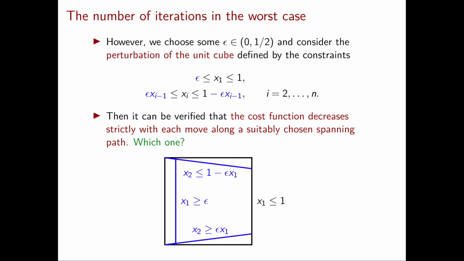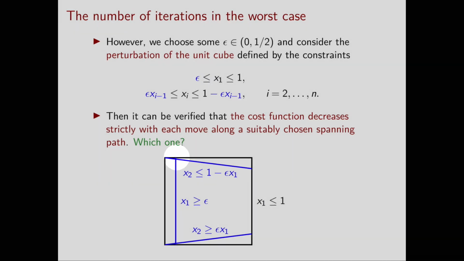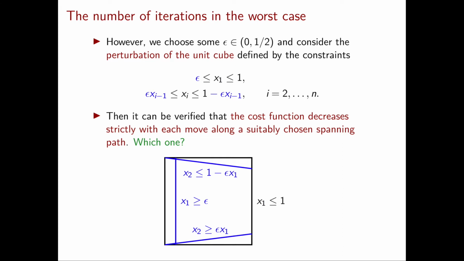It's also clear from the picture why we're considering this perturbed cube. In fact, now there exists a spanning path along which the cost function strictly decreases. The spanning path we're talking about is the one that starts in this vertex, moves to this one, then to this one, and finally to this one. In fact, we're still using the same objective function minus xn, which in this case is minus x2, and since along this path x2 strictly increases, the objective function strictly decreases.